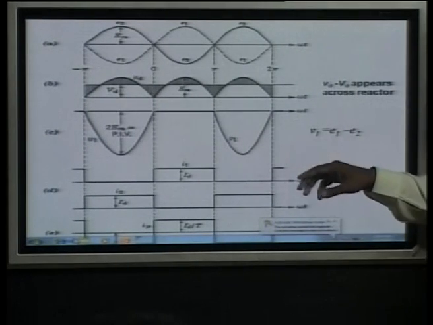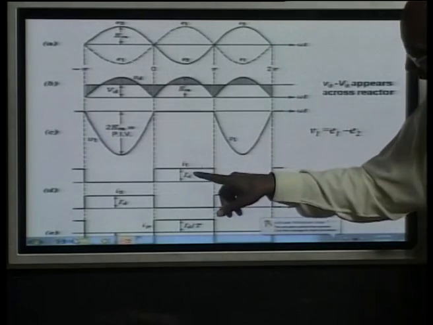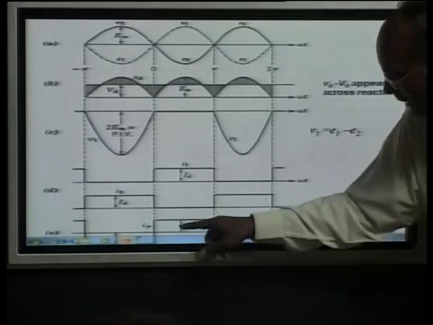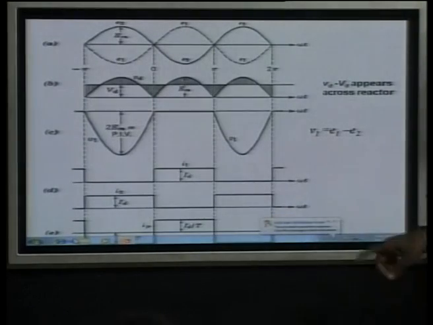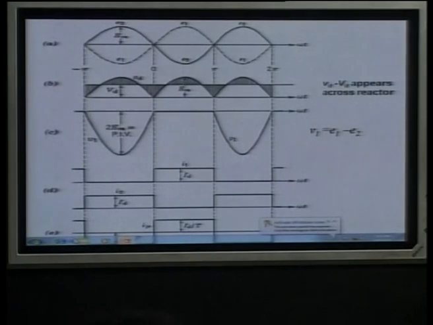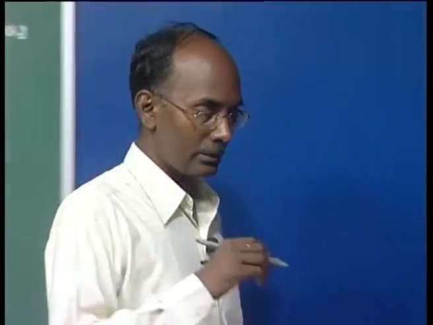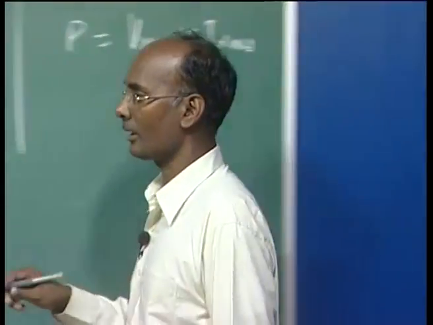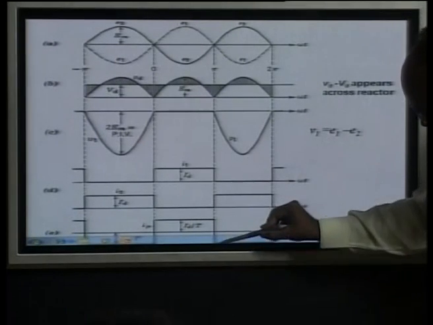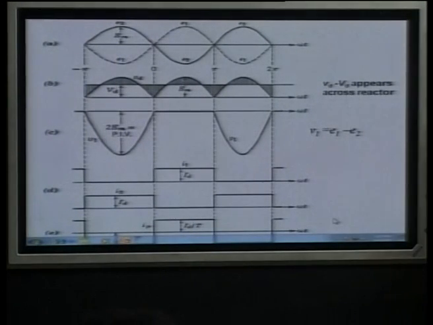This is the current in the secondary, I1 and I2. But the primary current will be ID by T, where T is the turn ratio we have considered. The current appearing across the primary winding is not sinusoidal. It is just like pulses, going like this.